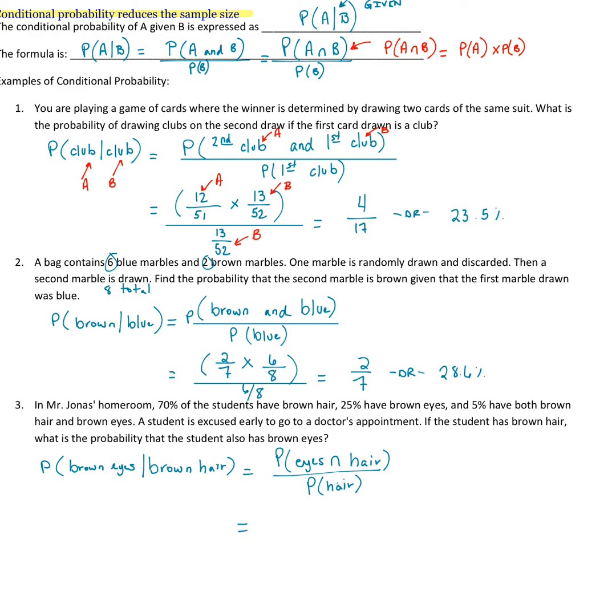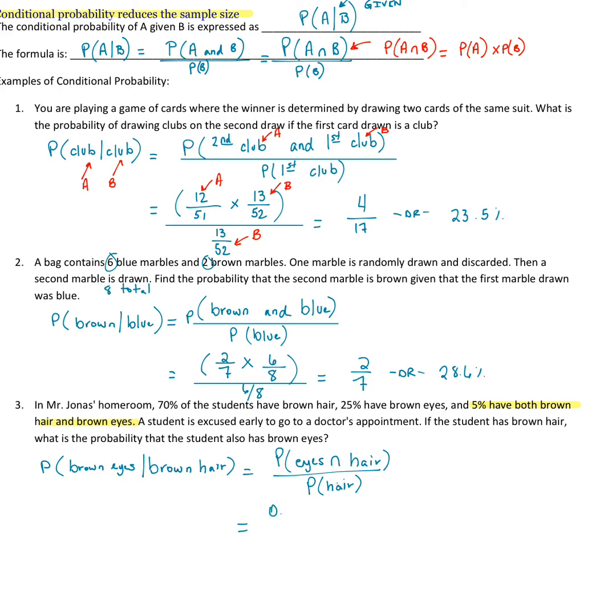So what is the probability of both? Well, they gave it to us in our example. They gave us 5% have both brown hair and brown eyes. So they've already done the probability for us. So that's going to make our lives a little easier. Can't write in highlighter, dummy.